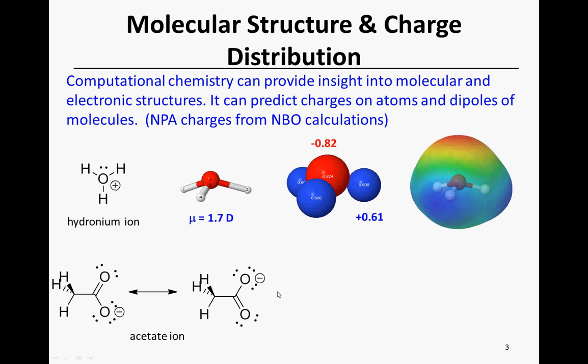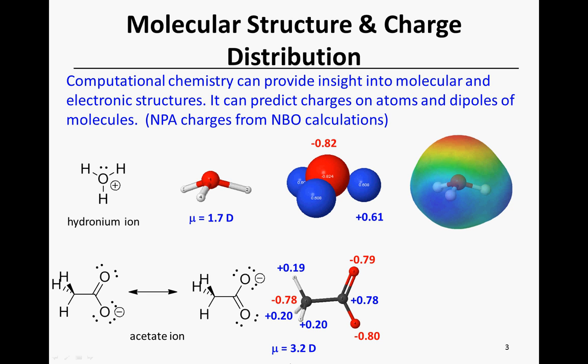We can do the same thing for acetate ion, where we have two possible resonance forms, and you should remember really well from Gen Chem that we have a negative formal charge on this oxygen and a negative formal charge on this oxygen, and really there's a negative half a formal charge spread between the two, because the true structure of acetate is a combination of these resonance forms. So we'll do a quick calculation on acetate.